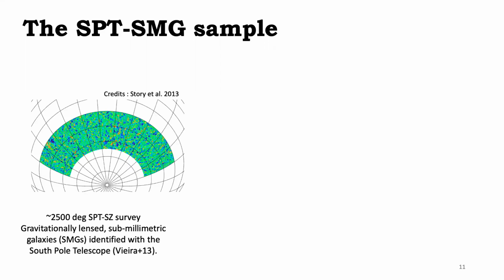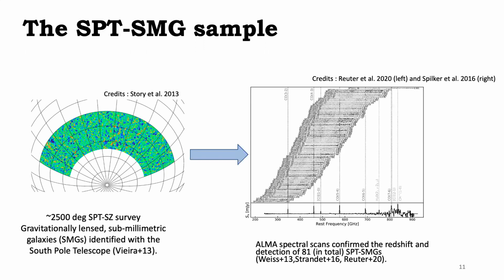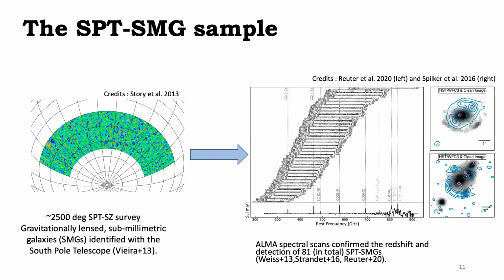Specifically, we use the SPT-SMG sample. Basically, in the 2500 square degree survey of the SPT telescope, they identified many lensed SMG candidates. And when followed up with spectral scans using ALMA over a decade, what we identified is almost 81 galaxies which have their spectroscopically confirmed redshift, and most of them were gravitationally lensed.